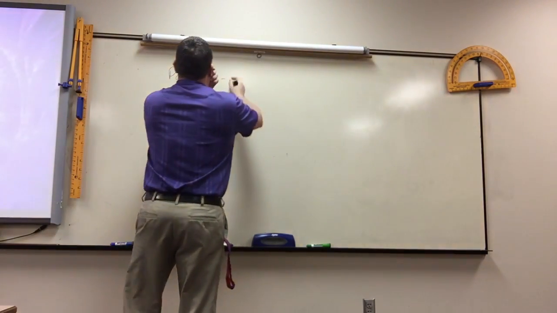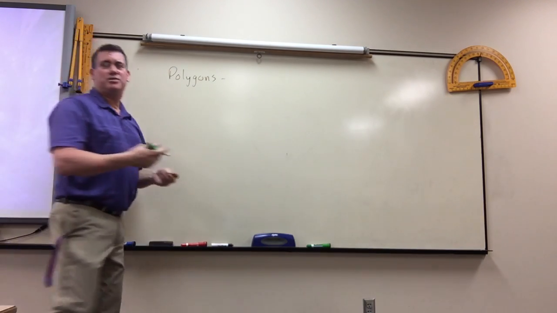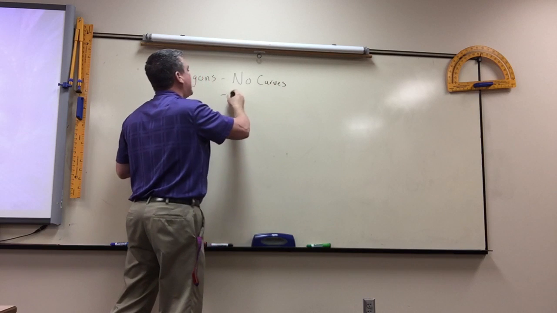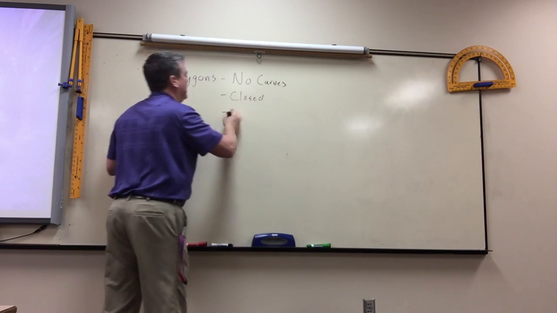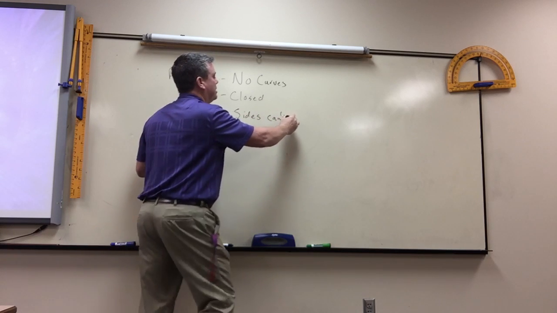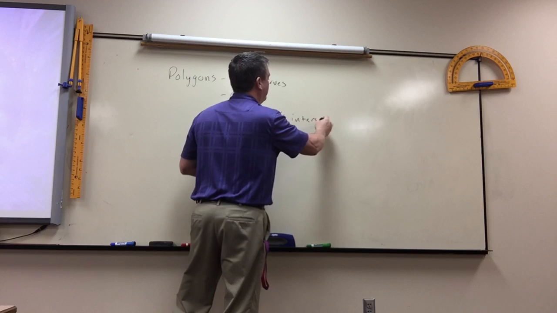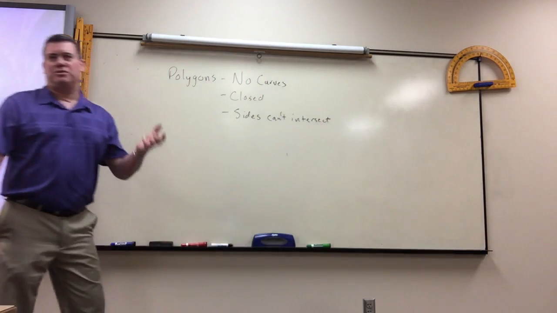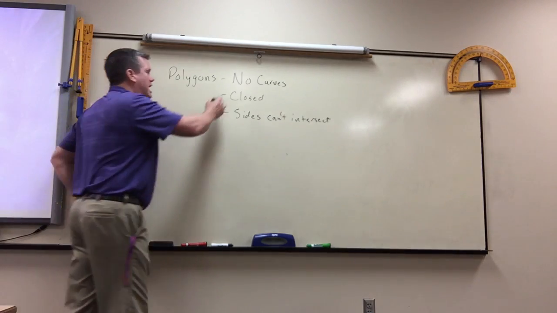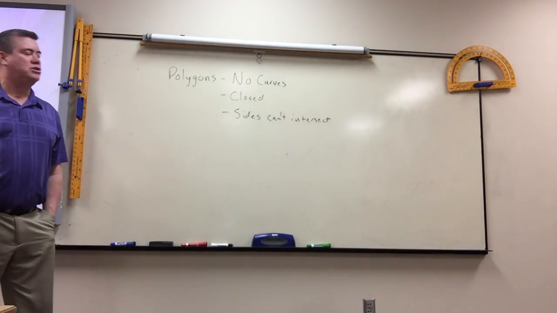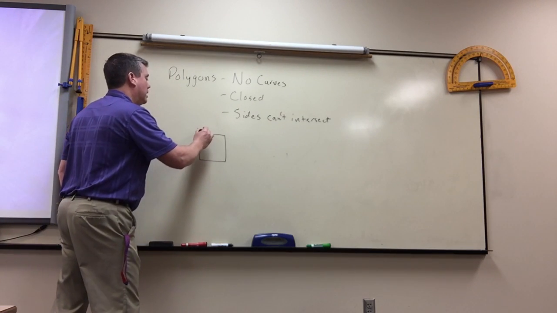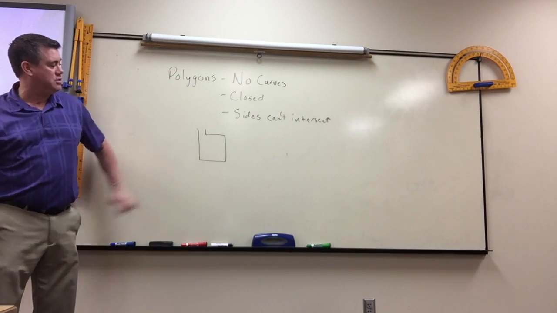Remember, a polygon, the biggest thing is it can't have curves. It has to be closed, and sides can't intersect. So the first part of the test is you'll just have a figure and you have to say yes or no, is it a polygon? If it's got any curves, that's easy to see. If it's closed, that's easy to see. Like this would be an example of not a polygon, even though there's no curves, it's not closed.